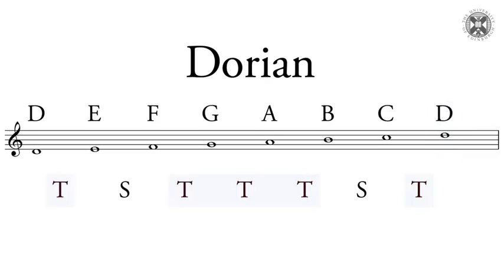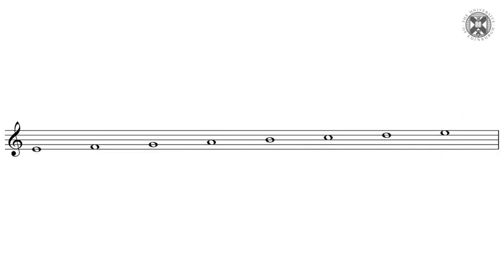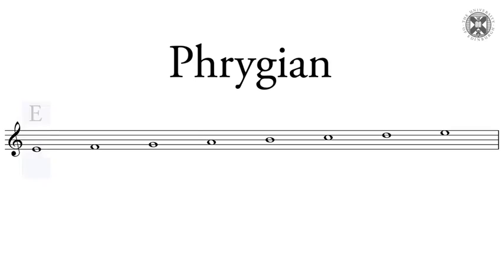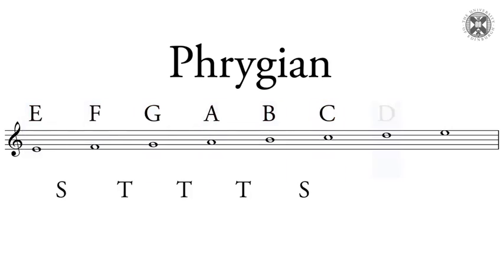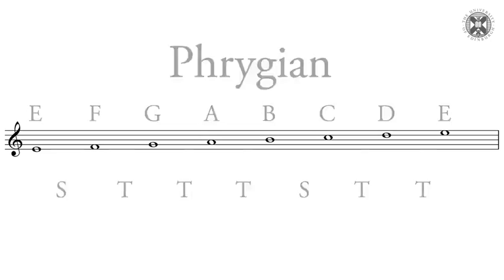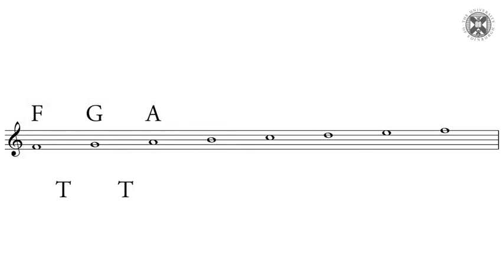Okay, again, if we move up to the E, that's the third degree of C major. So if we build a mode on the third degree, it's called the Phrygian mode. In this case, we have E, F, G, A, B, C, D, E. And again, that obviously gives us a different pattern of tones and semitones, and that changes the flavor or the quality of the mode. Starting on F, we get F, G, A, B, C, D, E, F, which is now called the Lydian mode.